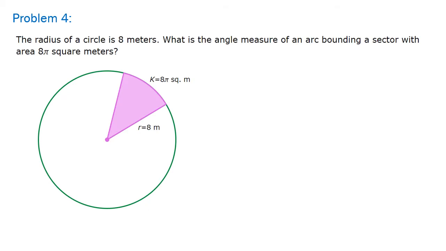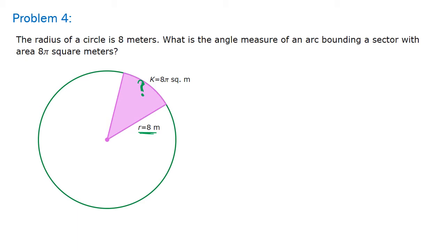All right, so this is a problem from your IXL assignment for this lesson. It's one of the harder problems, so I want to go over it so you understand how to tackle this. It says the radius of the circle is 8 meters. What is the angle measure of the arc bounding a sector with the area of 8 pi meters squared? So it's essentially asking, what is this arc measure in degrees?